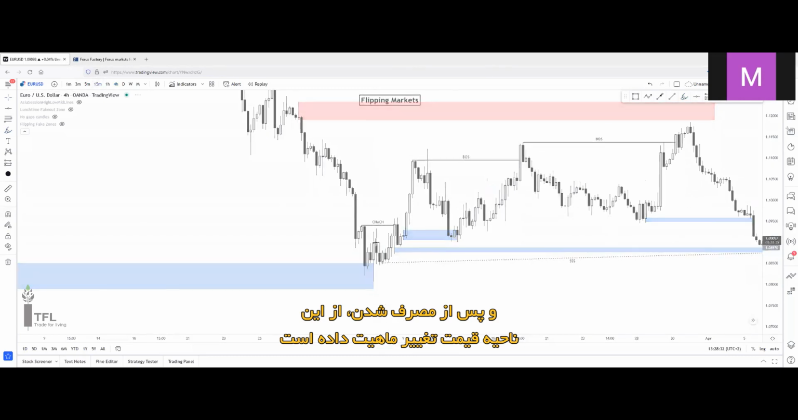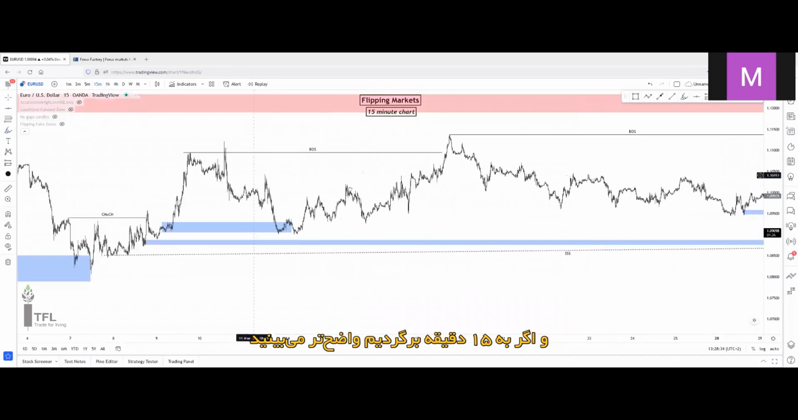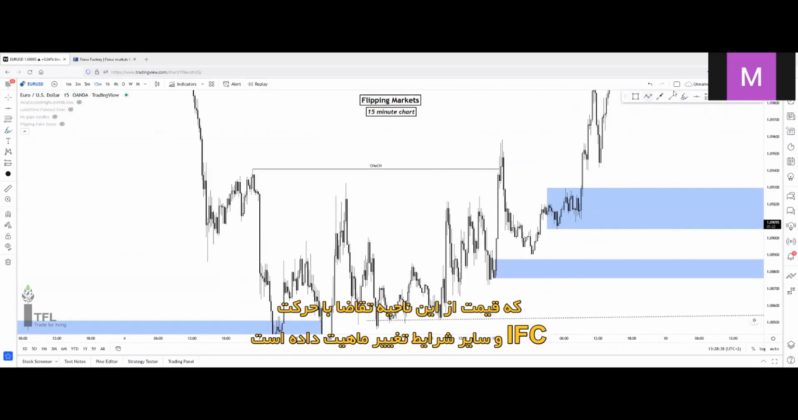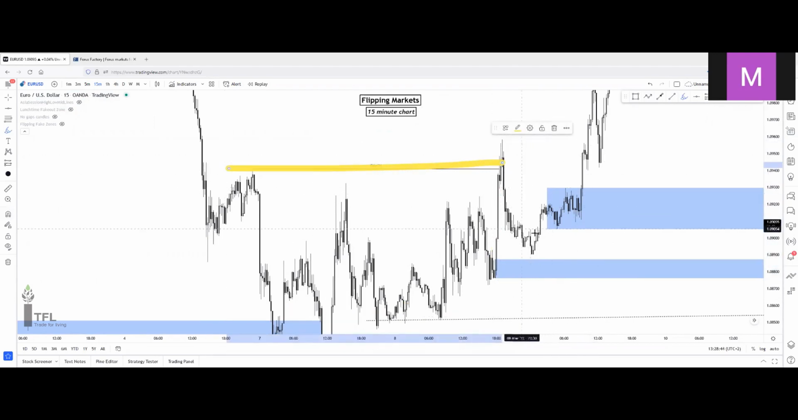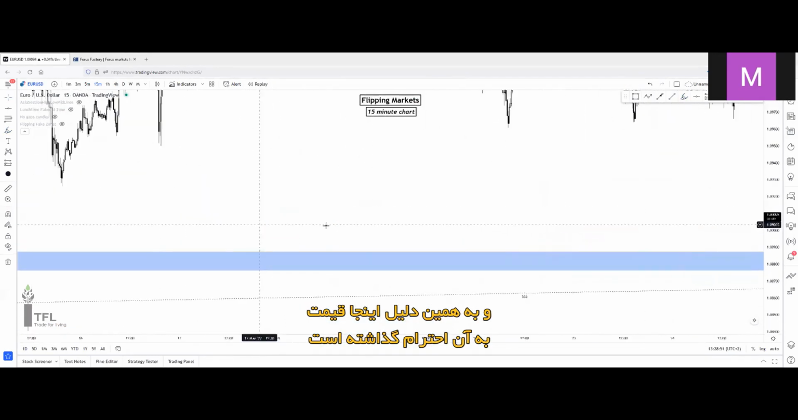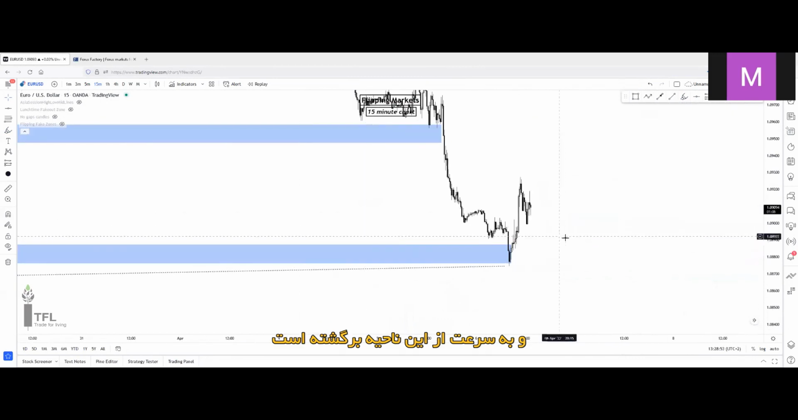But if I switch back to the 15-minute chart, you will see it much more clearly that the change of character happened from this demand zone that price was just reacting on, with a huge inefficient movement, right? With body closure, with everything. So this was a clear reaction, a clear change of character right here. And that's why price has respected this zone and reversed immediately on it.